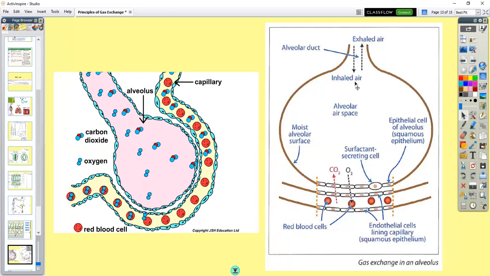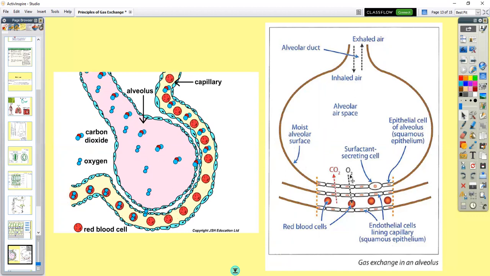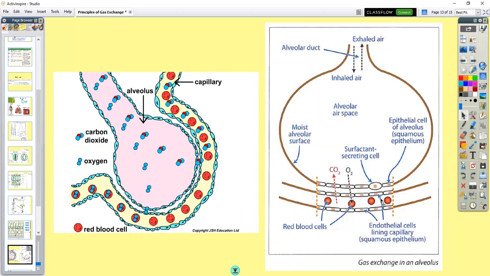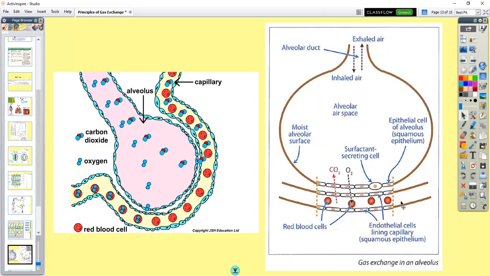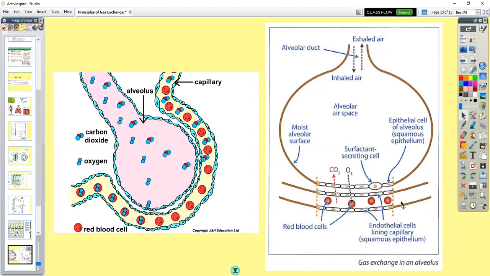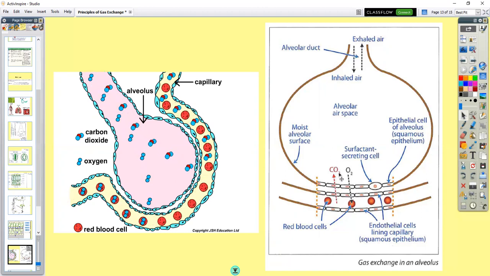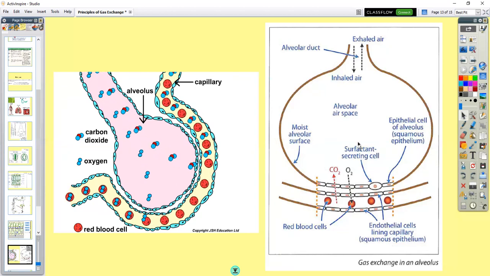So inhaled air here comes into the alveoli, and that moist surface allows gases to diffuse much easier. Your blood supply here is very close by, so it's a short distance, and also because the walls are thin, it's a short distance for things to move. Concentration gradient, as we talked about, and high surface area, so that, according to Fick's law, will increase the rate of diffusion. Okay, and you have those surfactant-secreting cells inside the alveolus that stop it collapsing in on itself.